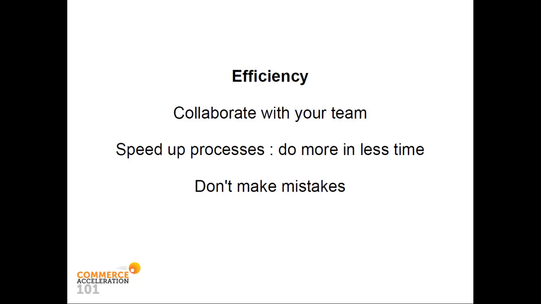And throughout these Commerce Acceleration 101 topics, we'll be looking at this topic of efficiency. Speeding up the physical processes, so doing more in less time. A good example here is batch picking in your warehouse. So say you've got 10 orders that have come in. You don't want to run around the warehouse 10 times and pack each one individually. Ideally you'd run around the warehouse once, pick them all individually, and then pack them all once at the front. And of course preventing mistakes is a great way to improve efficiency, because mistakes cost time, they cost money, and you really don't want to be making them.